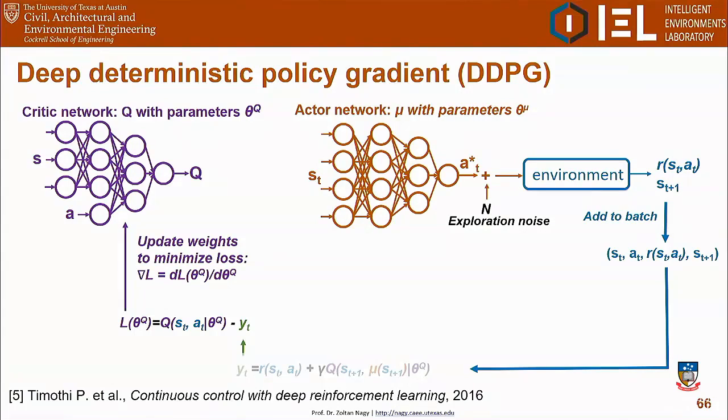So here we just try to minimize the error between the predictions of the Q values by the critic network and the targets, which are the updated Q values. So we will update the parameters of our neural network in order to minimize this loss. This loss, well, it can be the mean squared error of this, for example.